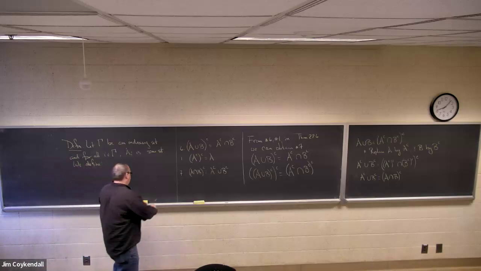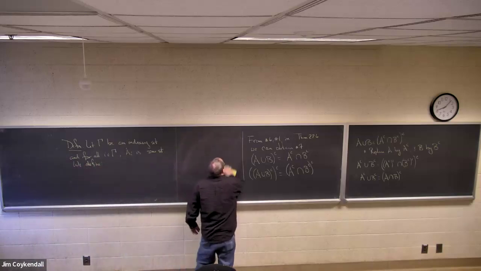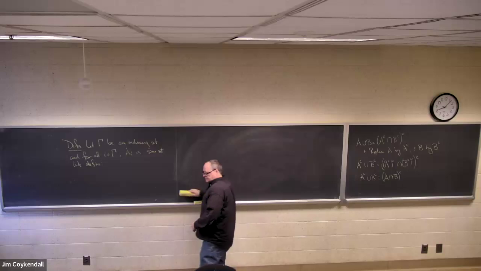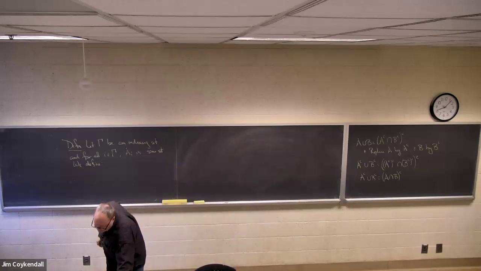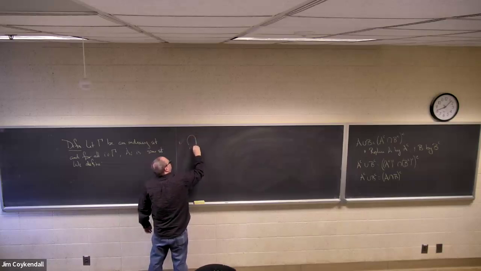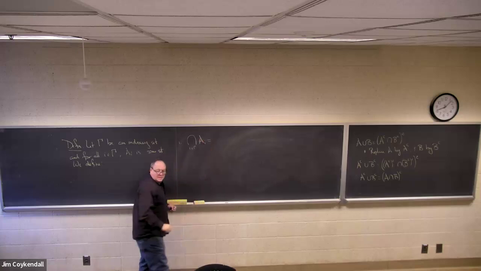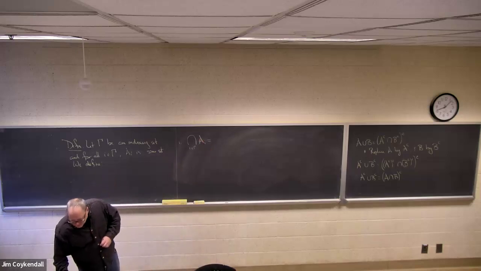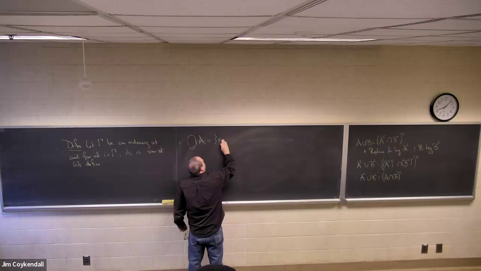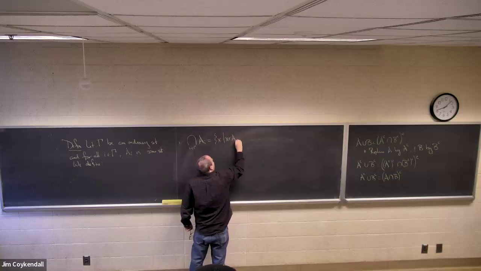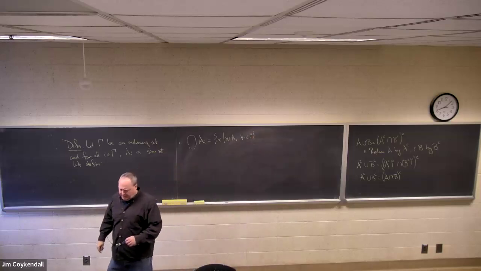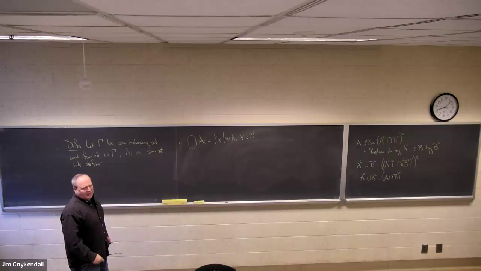So let me define here an arbitrary intersection and union. The intersection is the set of X such that X is in A_i for all i in gamma. That's a little bit intuitive.